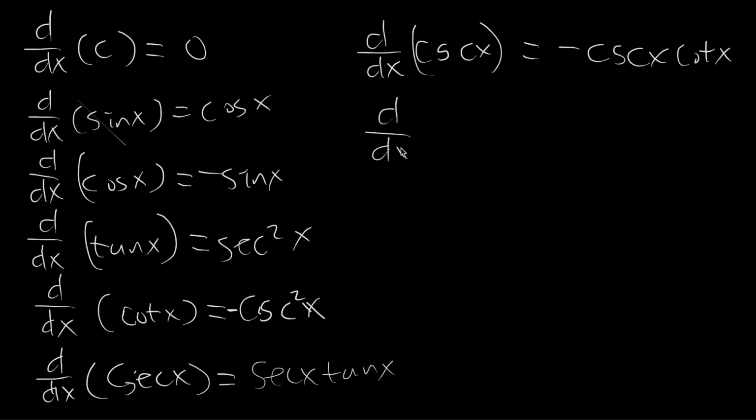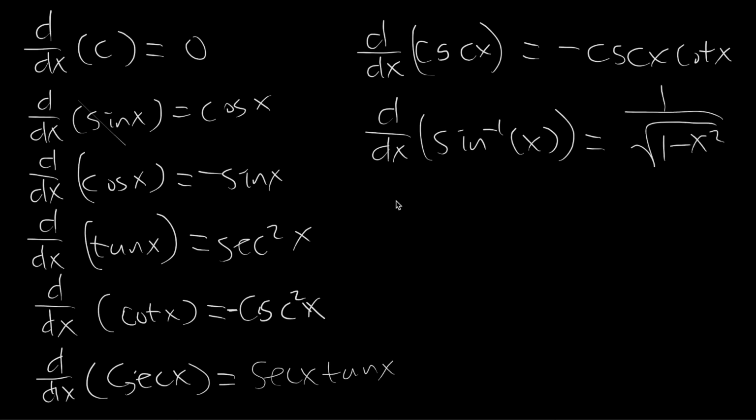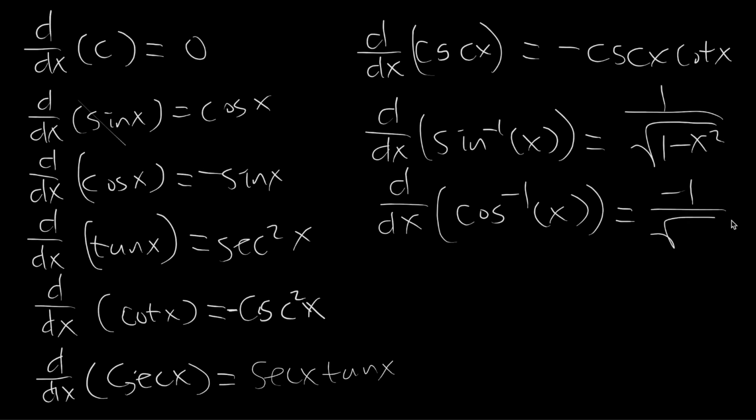There are also more derivatives. The derivative of inverse sine x is equal to 1 over the square root of 1 minus x squared. The derivative of inverse cosine x is equal to negative 1 over the square root of 1 minus x squared.